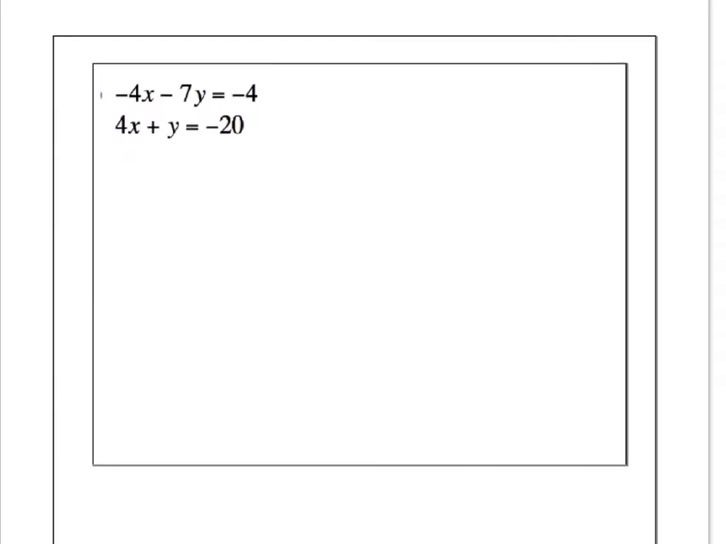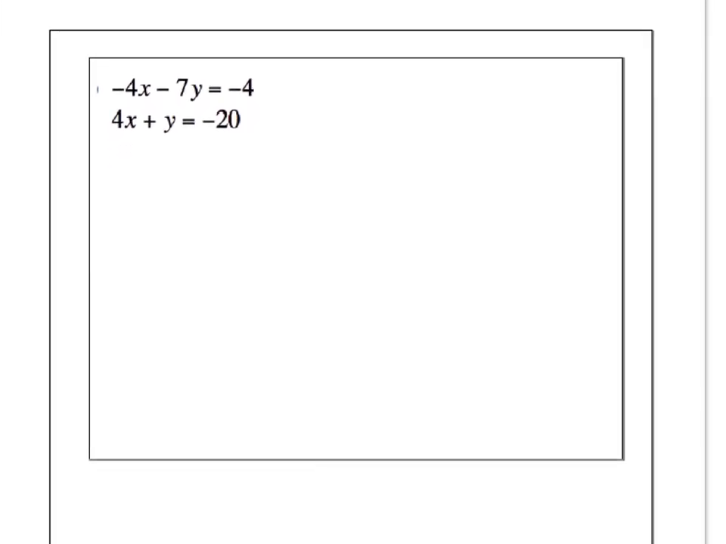Moving on to the next page, we're going to look to see which equation would be easiest to solve for one of the variables. Looking in this second equation, you notice that the y is alone. So I'm going to rearrange that one to solve for y. In order to do that, all I'd have to do is subtract 4x from each side, and I would end up with y equaling negative 4x minus 20.